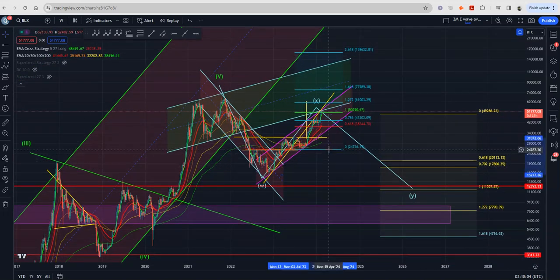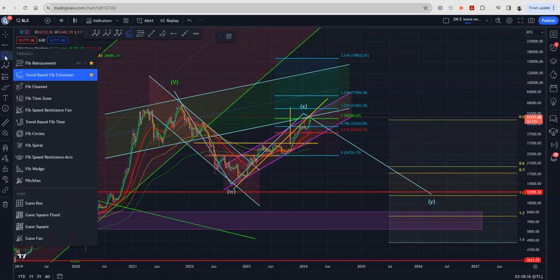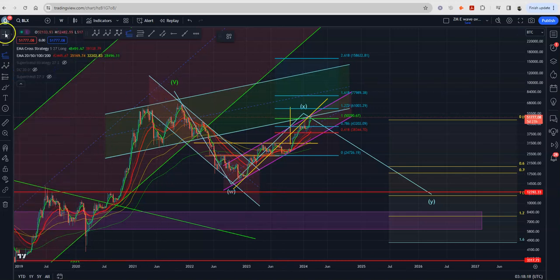Now, this B wave, this X or B wave, has a Fibonacci relationship of 1 to 1 right now. Usually the highest probability is that it stops here. Can we go here? Possibly, up to the 1.272 extension. Possibly. I don't see it going.